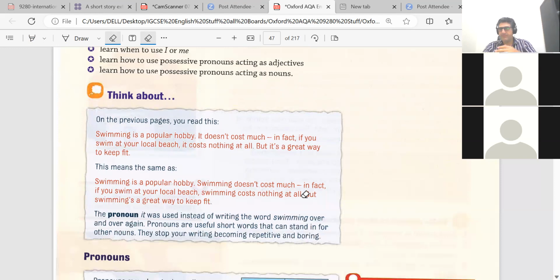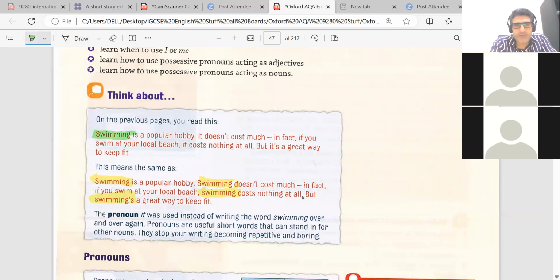Swimming is a popular hobby. It doesn't cost much. In fact, if you swim at your local beach, it costs nothing at all. But it is a great way to keep fit. This means the same as: swimming is a popular hobby. Swimming doesn't cost much. In fact, if you swim at your local beach, swimming costs nothing at all. Swimming's a great way to keep fit. The pronoun it was used instead of writing the word swimming over and over again. Pronouns are short words that can stand in for other nouns. They stop your writing becoming repetitive and boring.